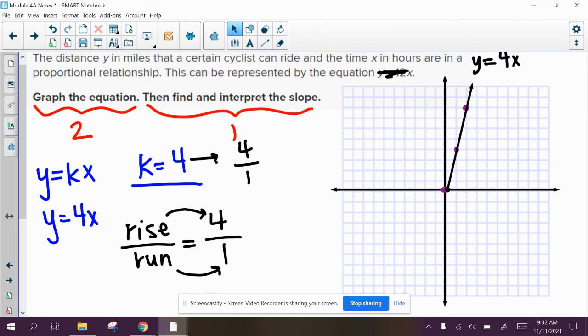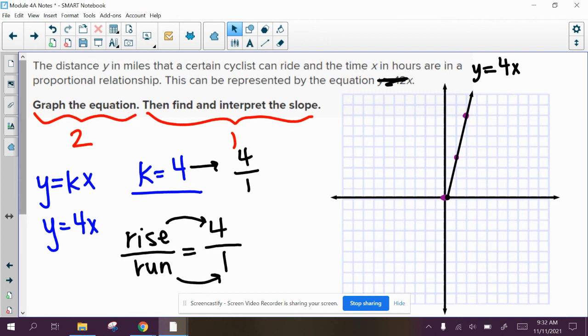So that was 4.1 notes, a little bit on proportional relationships and a little bit on graphing.